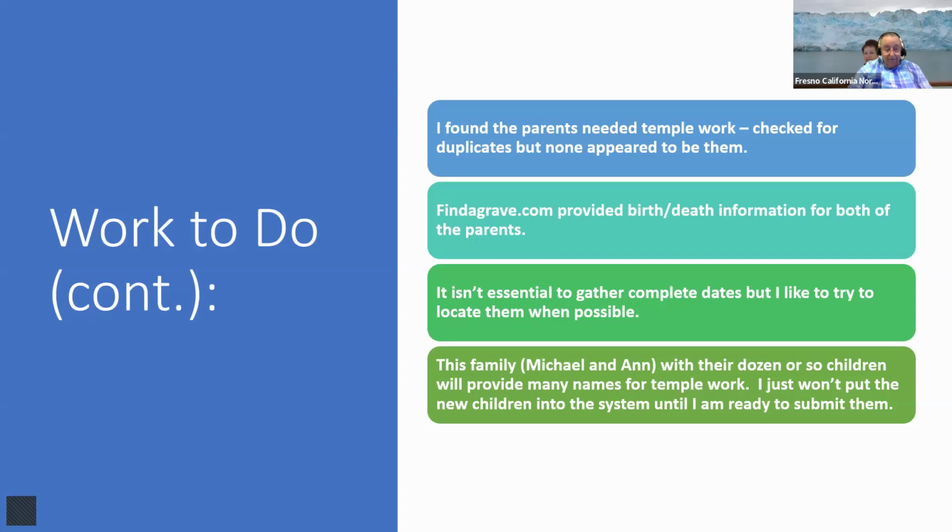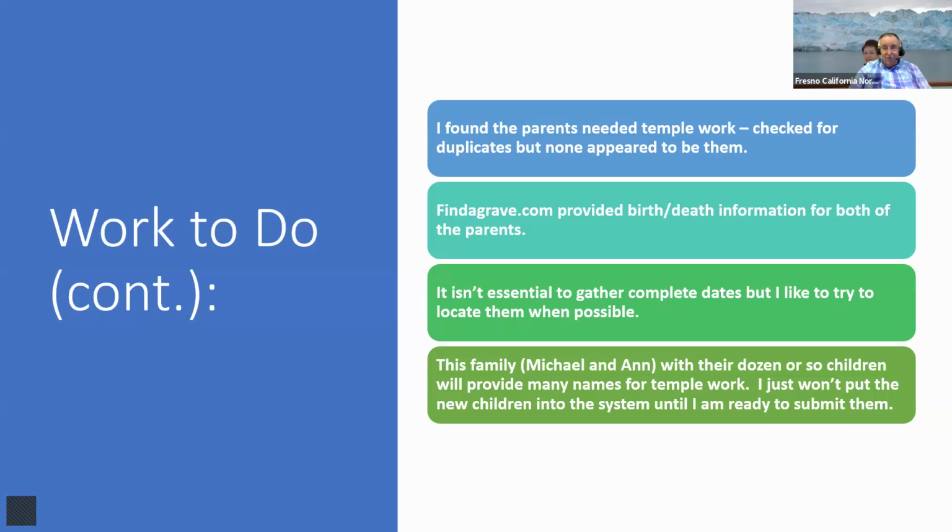And what I found by doing that little bit was when I was ready to do the temple work, I had neglected to even look to see if the parents were done. The parents weren't done. Michael and Ann had no work done. And I was able to go to one place, find a grave, and sure enough, they were in there. Their stones gave full birth and death information, and I was able to flesh them out.